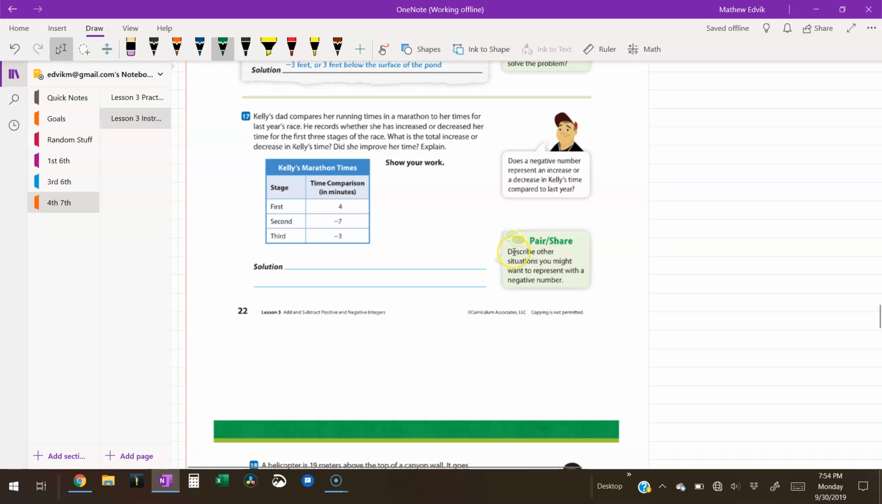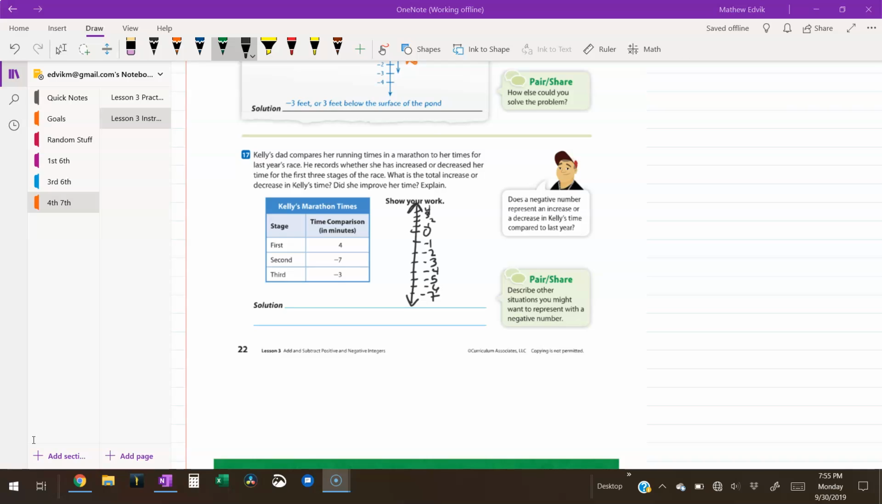So here's a pair share. Well, let's do the solution first. And I am going to do this with a number line. So give me a second to draw the number line. There's the number line.